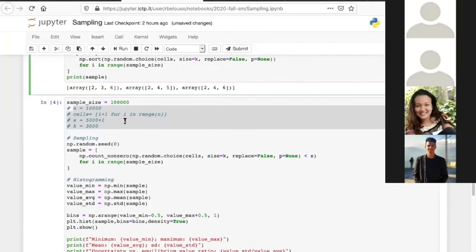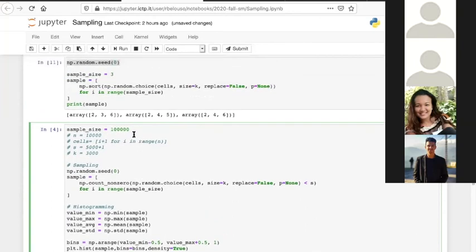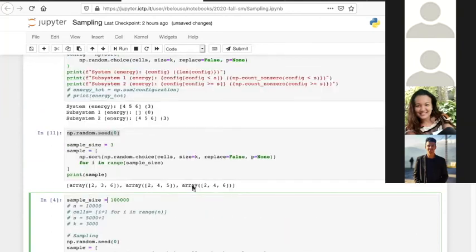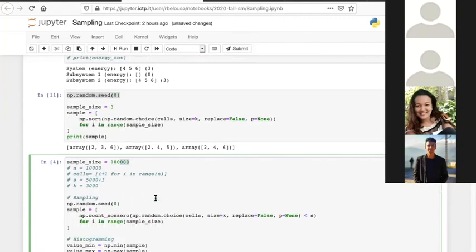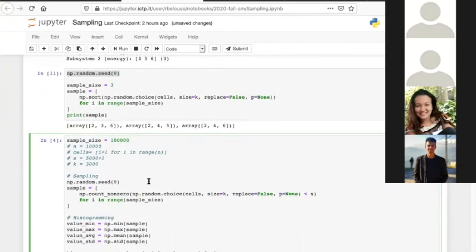And now to make the histogram, I will sample not 3, but 100,000 configurations, and then I will use a histogram. I hope you know what a histogram is. It is a numeric means to estimate the probability density.